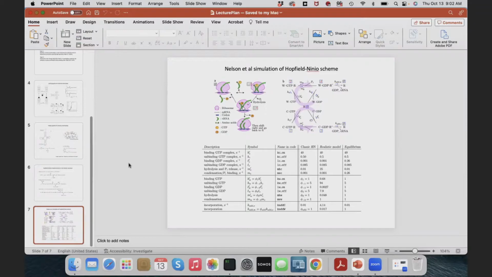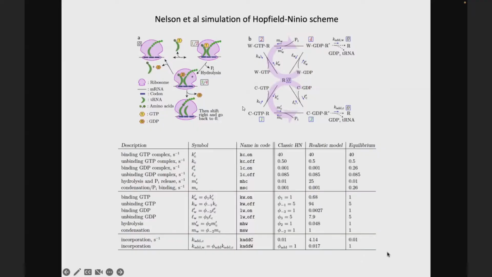So on the Google Drive, there's a paper by Phil Nelson and a couple of collaborators in which they developed a very nice simulation of this process. And first of all, in order to actually do a simulation, you have to pick some numbers for all of these parameters. And so they constructed a set of parameters that are biologically reasonable, that satisfy, to the extent that we want to, the detailed balance condition.